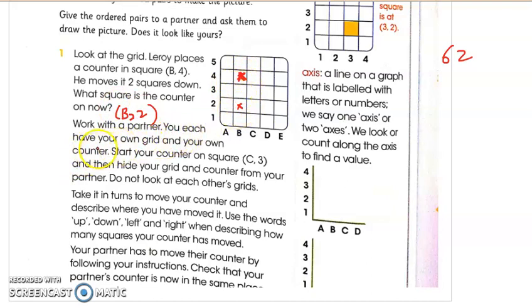Work out with your partner. You each have your own grid and your own counter. Start your counter on the square C3. Here is C and here is 3. So this is C3. Then hide your grid and counter from your partner. In this way you have to draw when we move to the left or to the right. For example, if I move from here 2 steps to the right, then it will be 1, 2. This will be the position. And if I move from here 1 step up, this will be the position. So accordingly we can write or determine the position in this system.